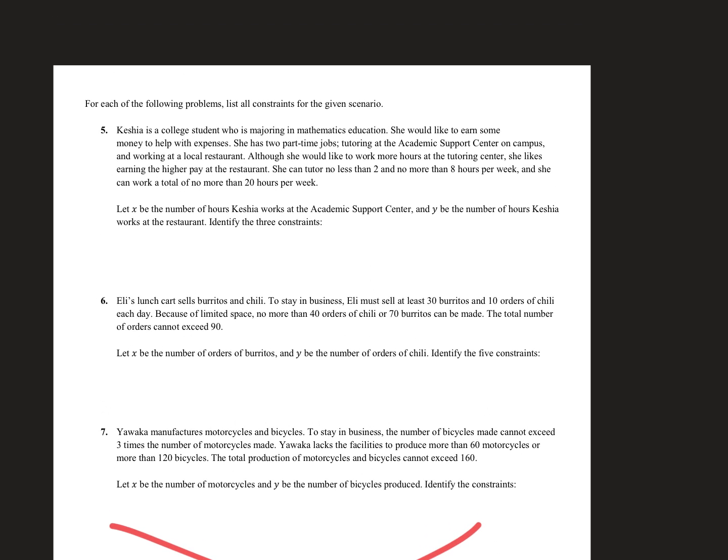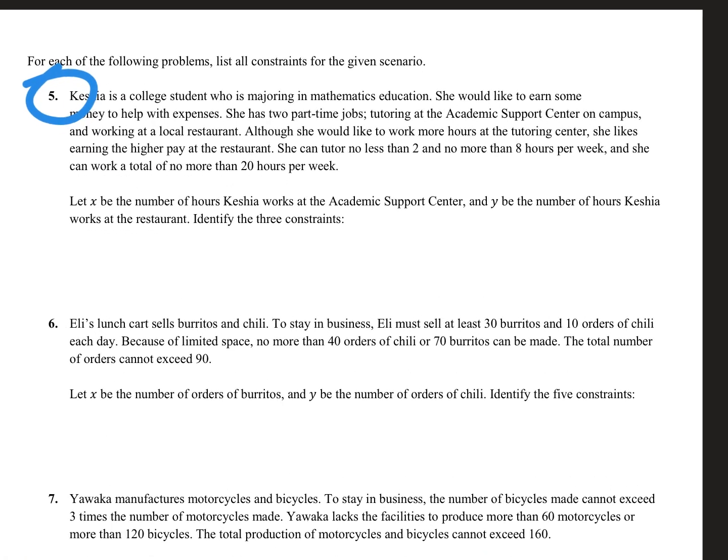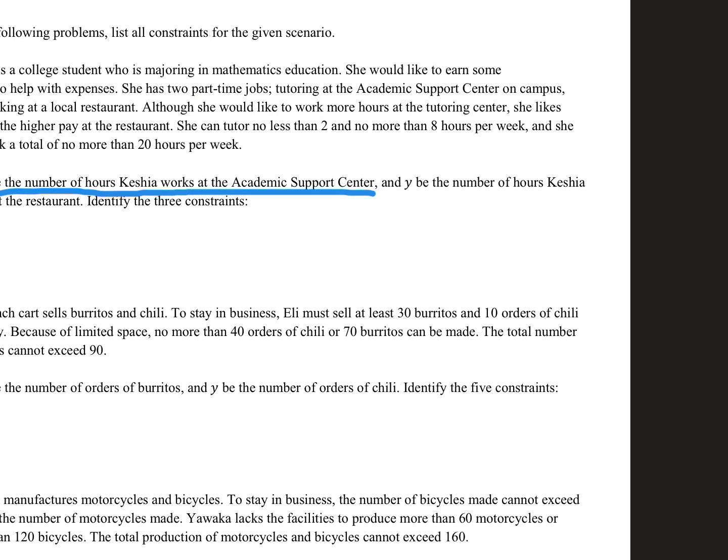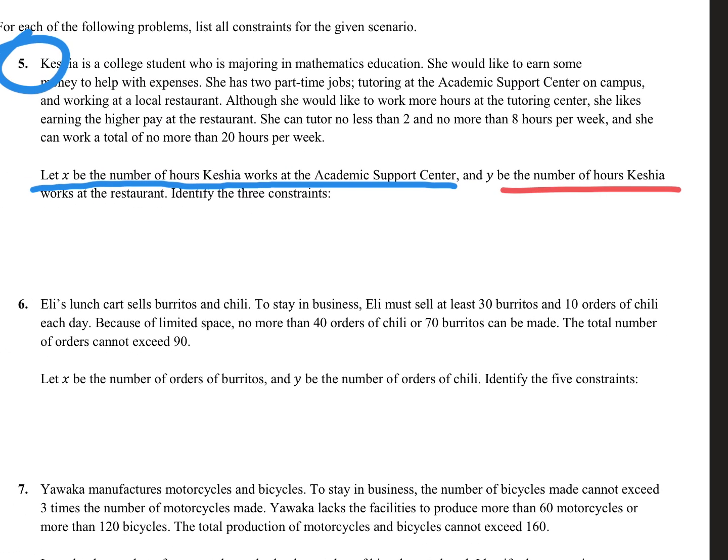All right, here we are in problem 5. Now, I made the mistake of not noticing this, and I made a big deal about how to tell which should be X and which should be Y. They tell you right here at the end of the problem. X is the hours Kesha works at the Academic Support Center. Okay, so X is clearly hours that she works there. And Y is going to be the hours that she works at the restaurant.